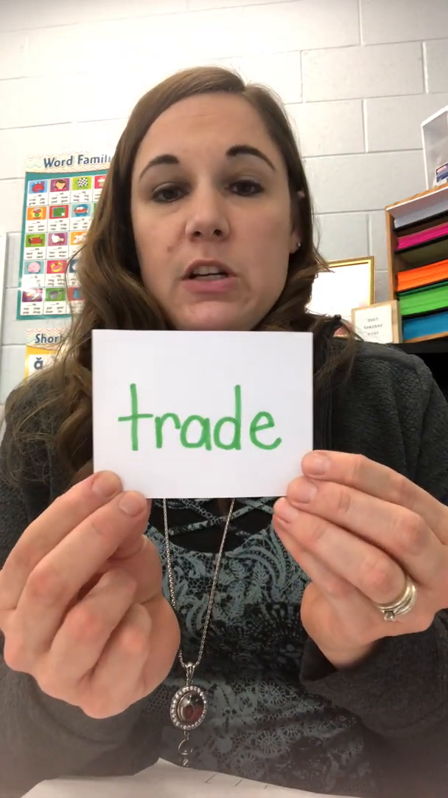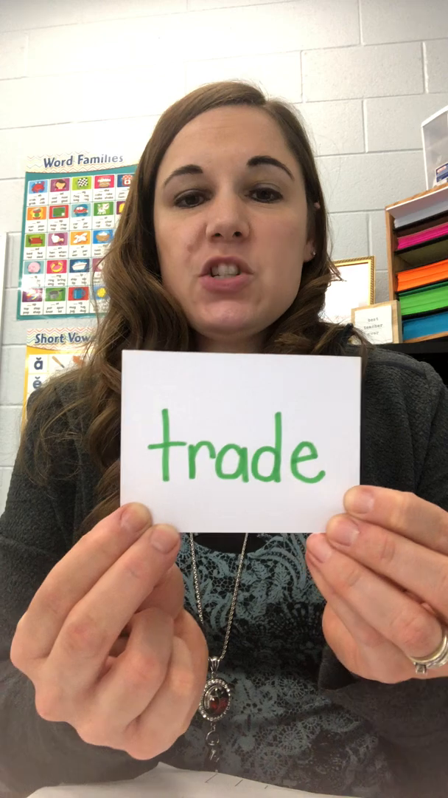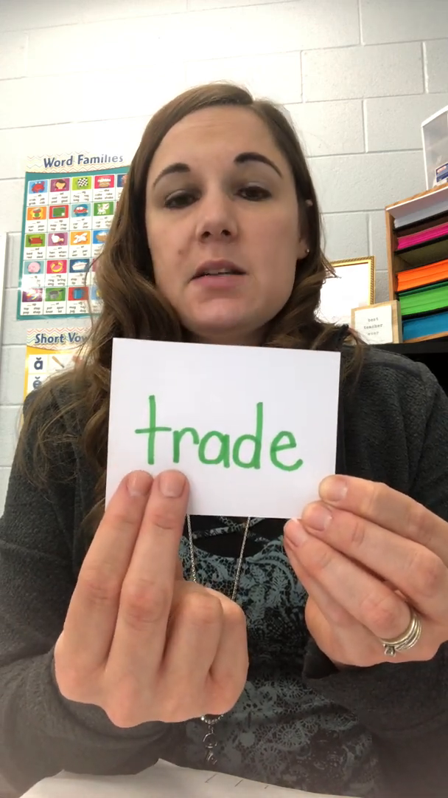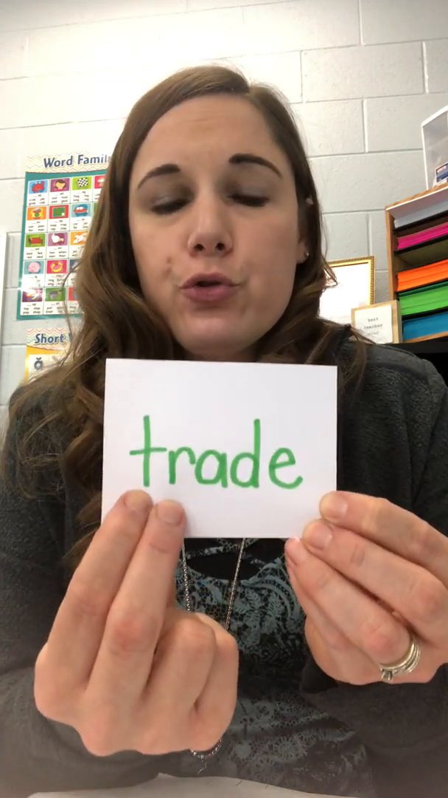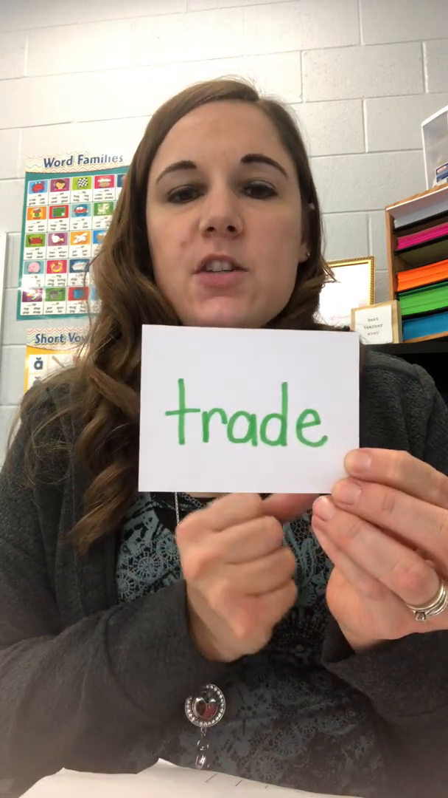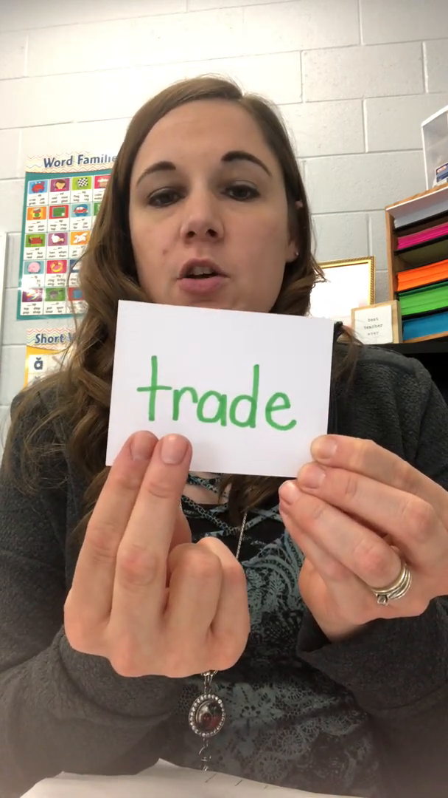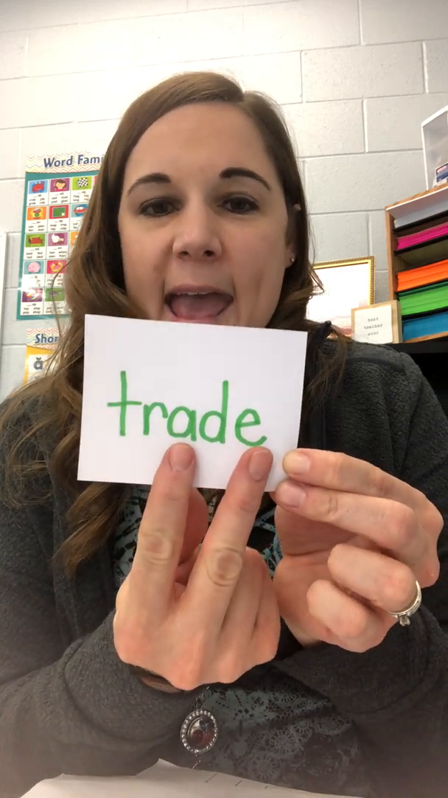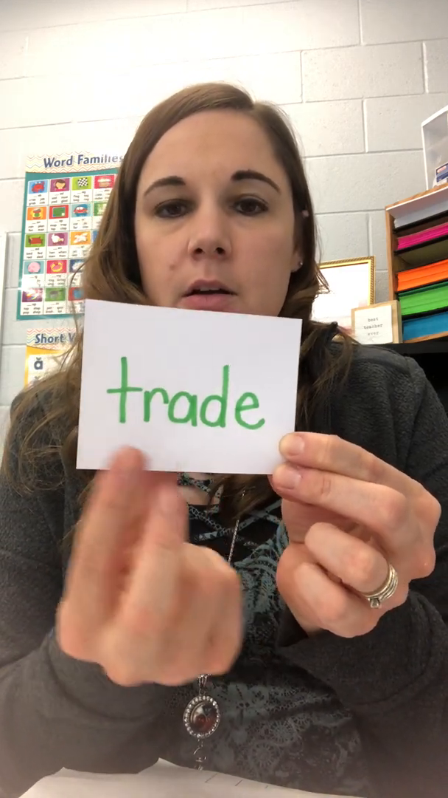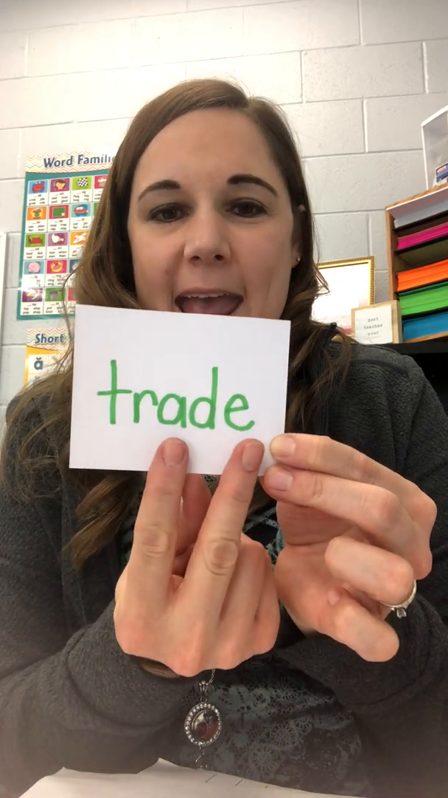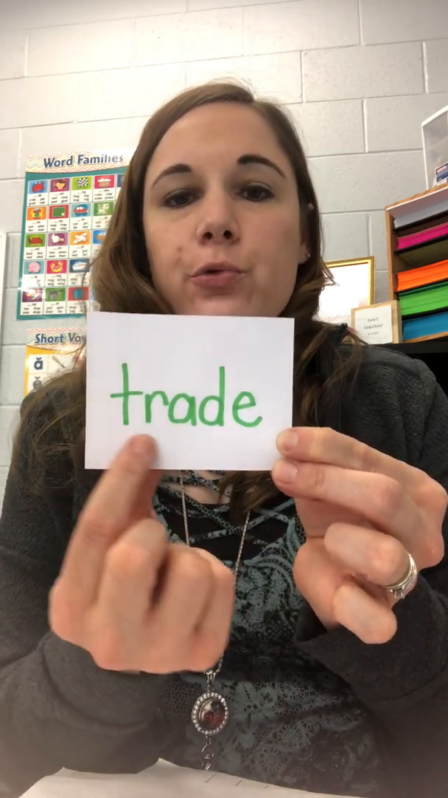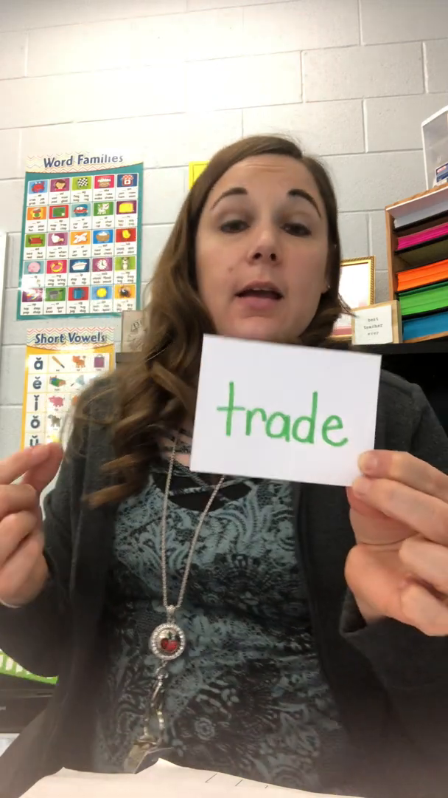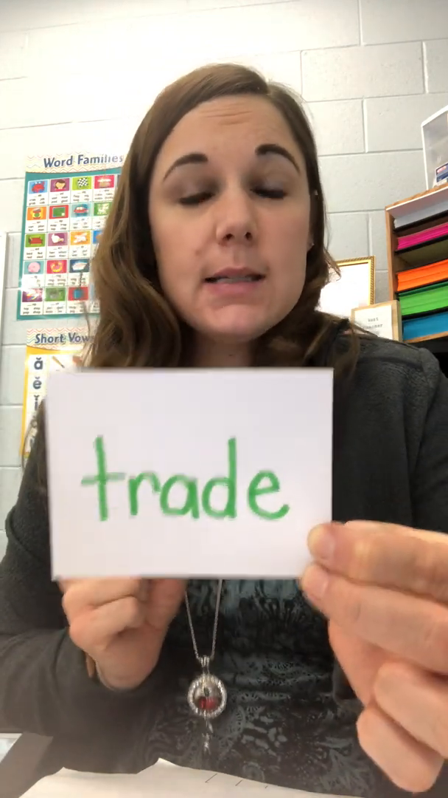Now, I have some other words, and we're going to try this. Okay? So let's start here. This one has a blend, TR. TR says the sound tr. So let's try it. Follow my fingers. Tr, a, d. Tr, a, d. Trade. Like, hey, you want to trade those new Pokemon cards? Trade. Okay, think you can remember that A says its name?